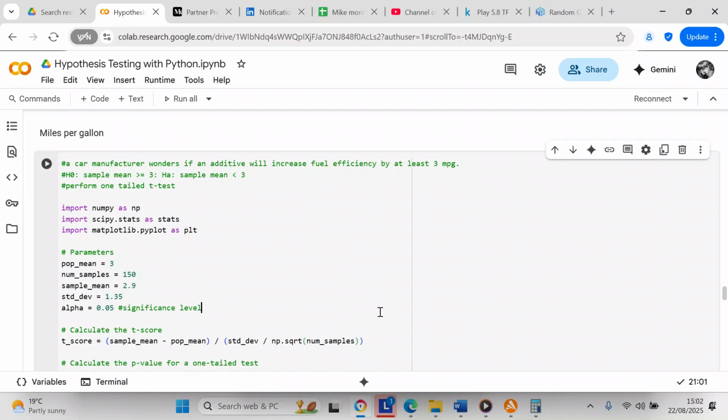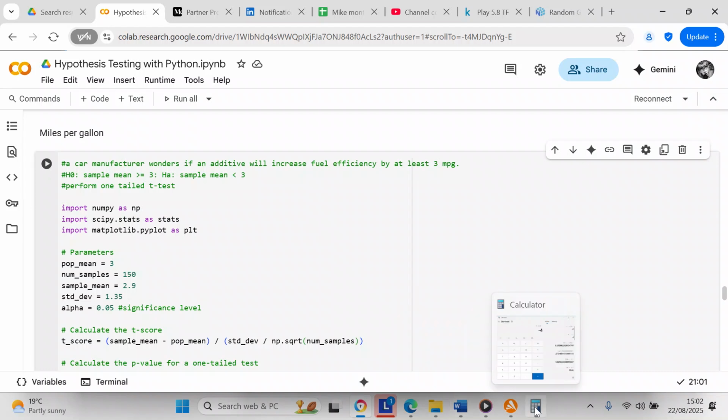So we're going to calculate our t-score. Your t-score is the sample mean minus the population mean, so that is negative 0.1, divided by the standard deviation, which is 1.35, divided by the square root of the number of samples. And the number of samples is 150.